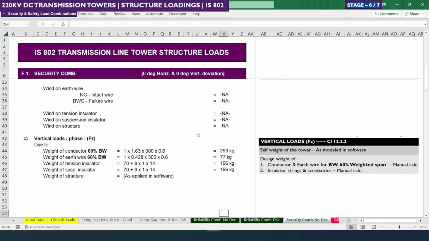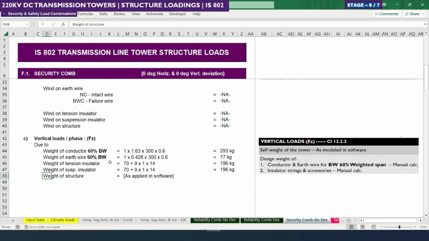And vertical loads, if we are talking about the vertical loads, vertical load is common case for all the types of tower: suspension, tension tower and dead end tower. So the self weight of the tower we are going to consider as per model. We are going to apply directly to the model self weight.